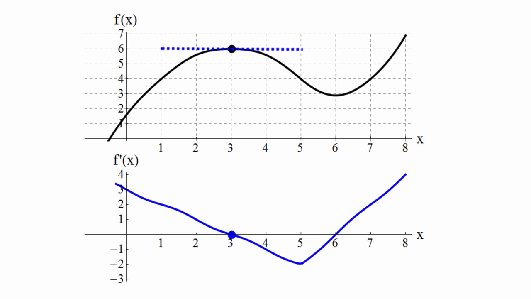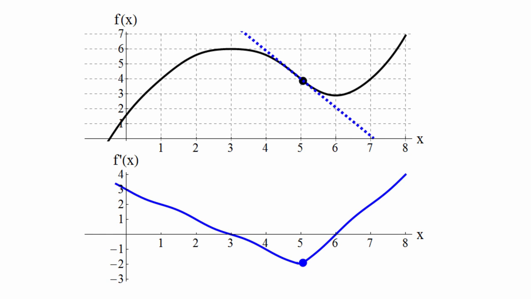What happens after this? Well, we start going downhill on the graph of f. f is starting to decrease here, and that means our tangent lines will have negative slope. And f prime is now in negative territory. We hit the tangent line with the most negative slope right around here. So you can see down below, this is where f prime is bottoming out.